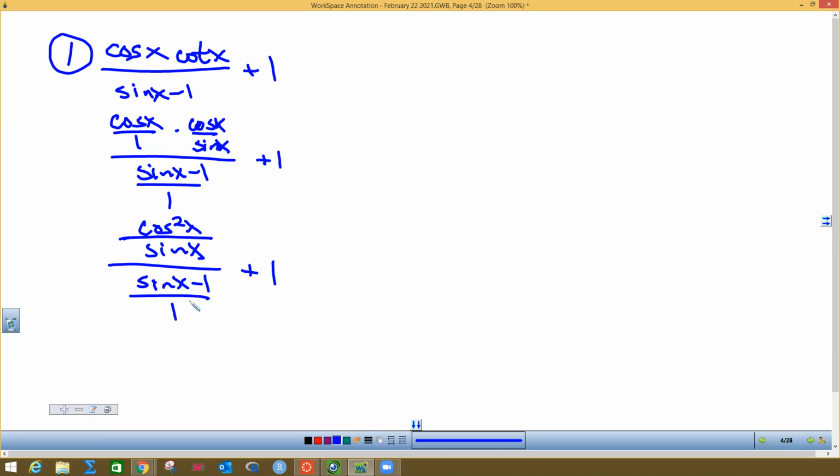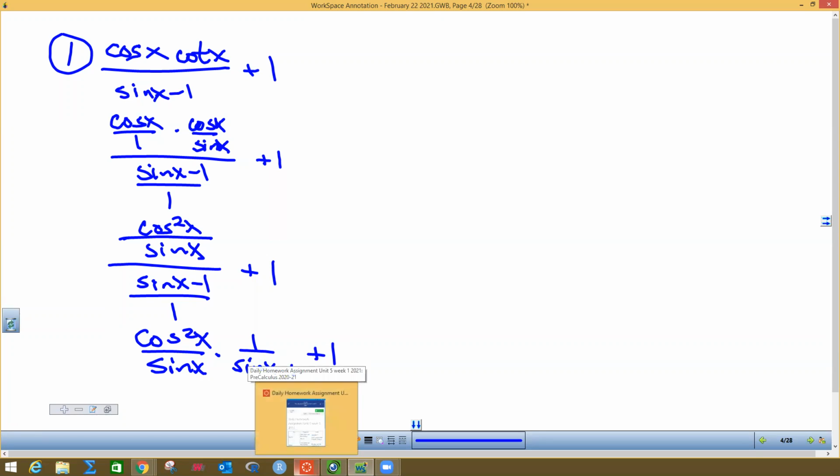Okay, so now I'm going to take this thing and flip it upside down and multiply by it. So I've got cosine squared x over sine x. I'm going to flip the bottom fraction upside down and multiply by its reciprocal. And I still have that plus 1 out there. You okay with that? I took that fraction on the bottom, multiplied by the reciprocal. So I'm going to multiply these two things together.